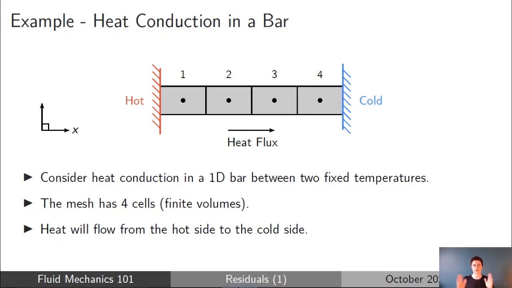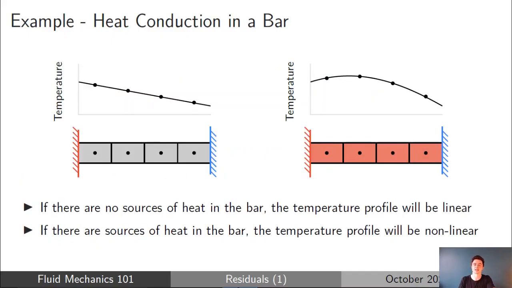Now, because those 2 surfaces are at different temperatures, we're going to get heat flowing from the hot surface through to the cold surface, and that's what we're interested in. This is a very simple problem. We're only considering heat conduction, but it's sufficient for us to understand what residuals are and how they're developed. And of course, we can apply that same process to look at other transport equations that are solved by the CFD code.